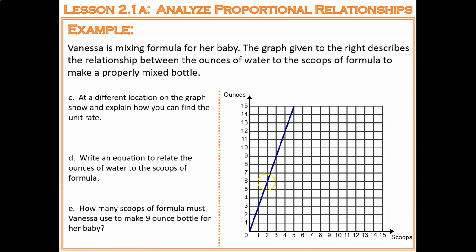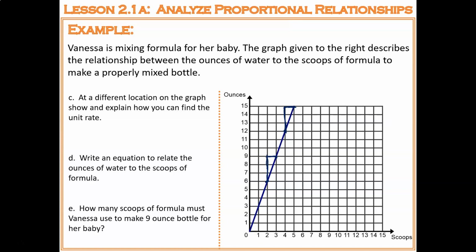So I'm going to go right here. You find yourself a nice intersection and another nice intersection. So to get there, I have to go up 3. That's 3 ounces of water and over 1 to every scoop of formula. No matter where I find these intersections, if the rate is constant, that's still going to be the path you have to take.